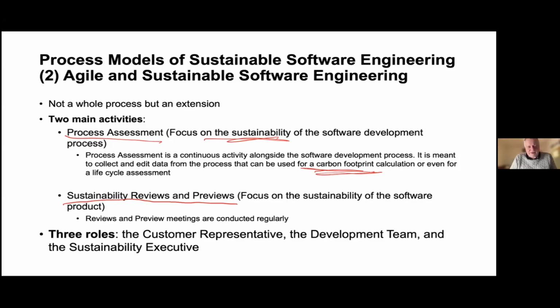And when you want to introduce that into agile processes, there are additional roles, like the customer representative, the development team, and a sustainability executive, where the last one is the one. There's only one that is added. I was wrong here, but the sustainability executive will be added here, and such a position would also take into account having the role of decreasing, let's say, at least the effect of development on the environment.